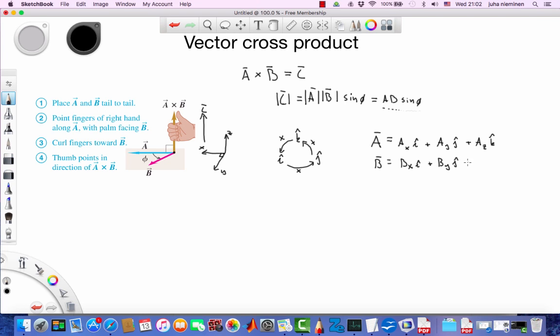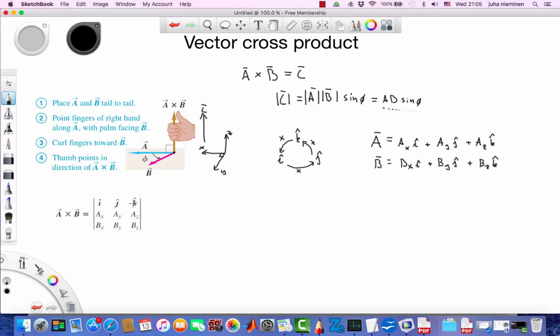by j hat and b set k hat. What we have here on the left is the actual, formal definition of cross product. It can be calculated as a determinant of the following matrix.